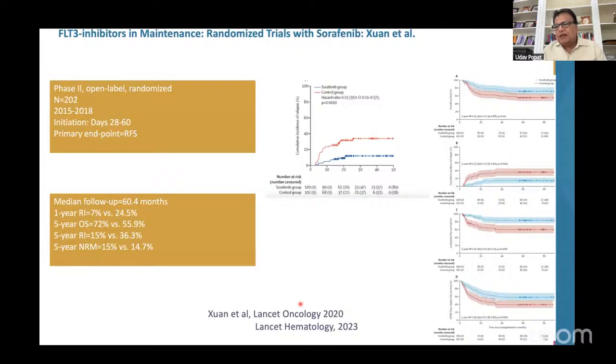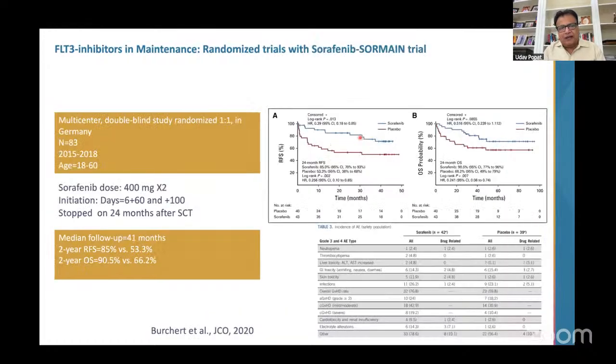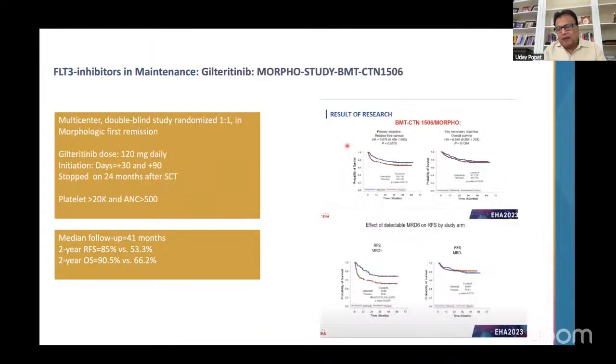What about FLT3 inhibitors? This was a second study, actually. This was a Chinese randomized trial where you can see substantial reduction in relapse rate with sorafenib. And this was also seen in this German trial. Again, a significant difference, and sorafenib did reduce relapse rate and improved survival. So for FLT3 patients, this has become one of the options.